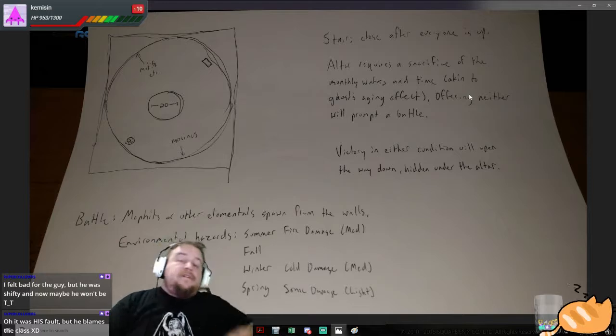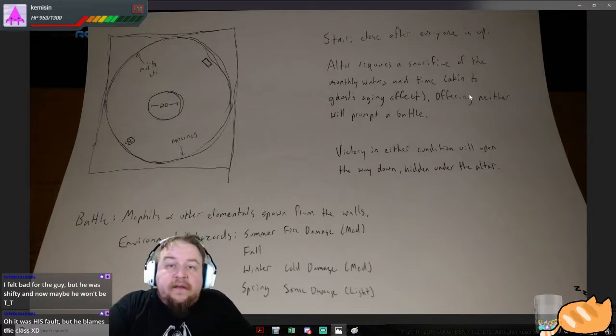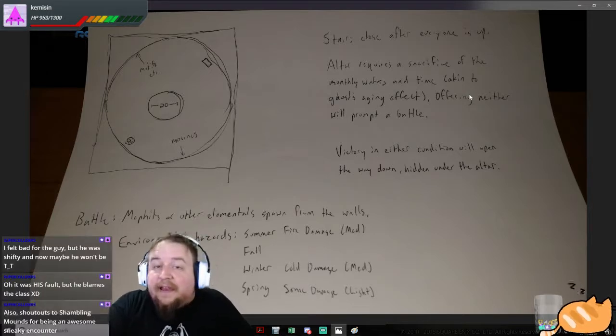So, refusal to offer to the altar will then make the room upset, and they're going to try and get the offering one way or the other.